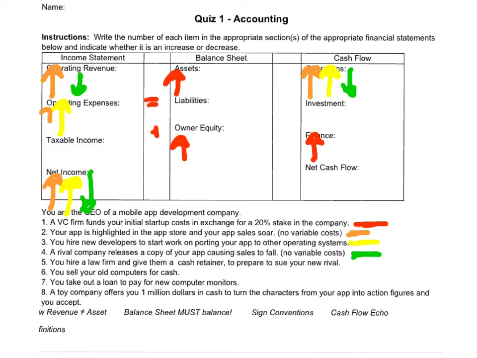So let's go ahead and move on to blue. And for blue, we're going to go ahead and hire a law firm and give them a cash retainer to prepare to sue your new rival. So we haven't quite gotten around to the suing yet. So what we have is that we've got this increase in assets that are there. So the increase in assets we have is that we've paid somebody else a retainer. It's still ours. They still owe it to us. So that's a new kind of asset for us. But at the same time, we've made our own cash go down. So you can see that the assets went up and down over there in the assets component.